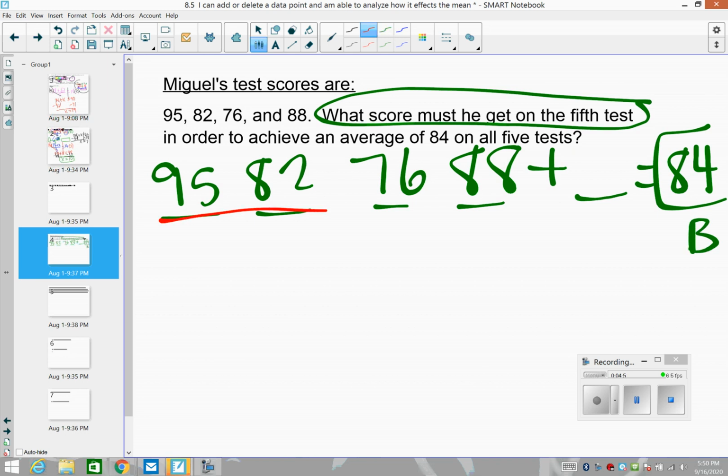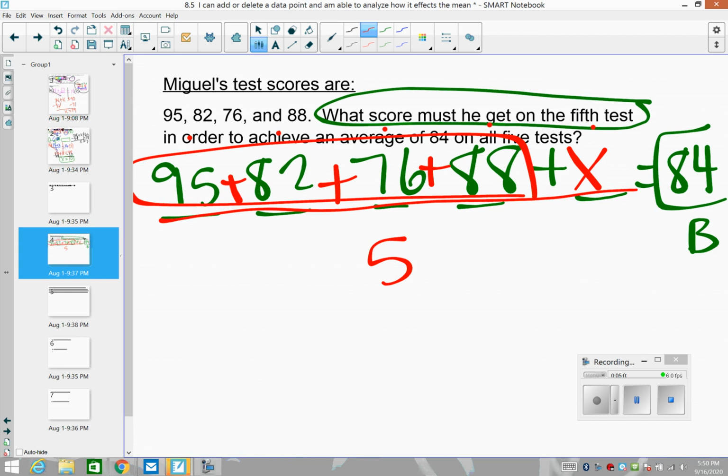So we're really going to divide by 1, 2, 3, 4, and 5. We're going to divide by all 5 of those. So our job then is to add up the ones that we know. So we're going to add up these, the ones that we know. So that's 95 plus 82 plus 76 plus 88. So that gives us 341.